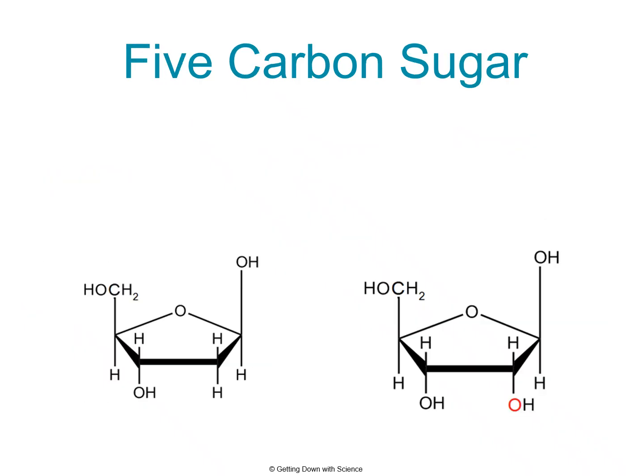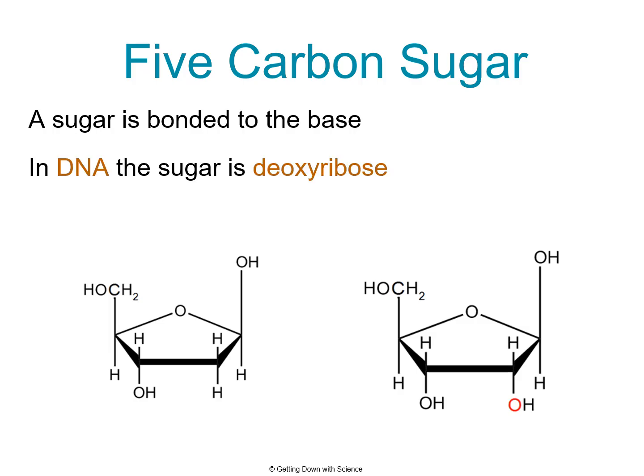All right, so now we're going to talk about the 5-carbon sugar, or the pentose sugar. We should know that the sugar is slightly different in DNA than it is in RNA. The sugar in DNA is called deoxyribose, and the sugar in RNA is just called ribose.